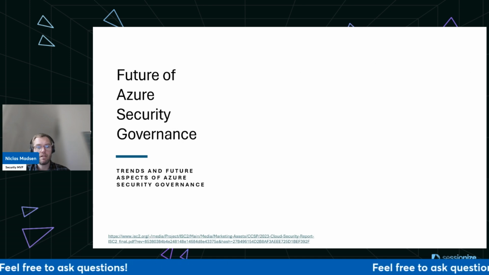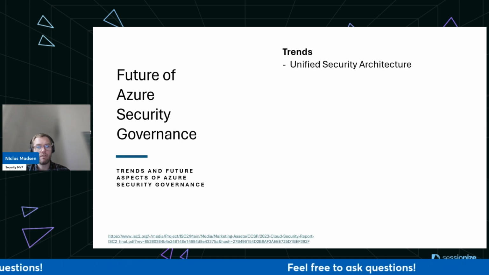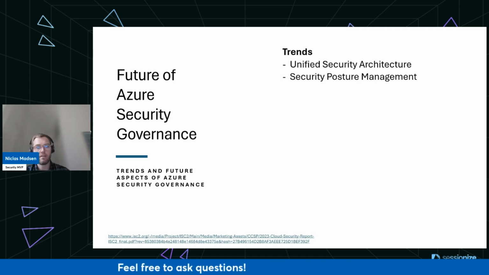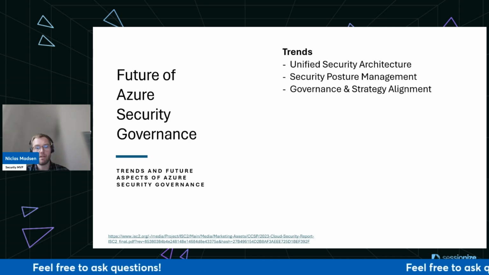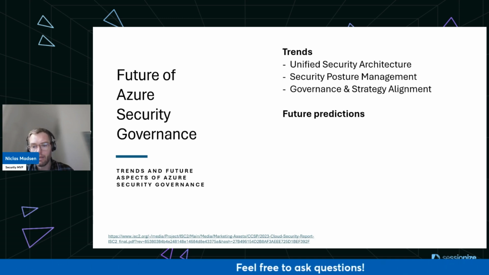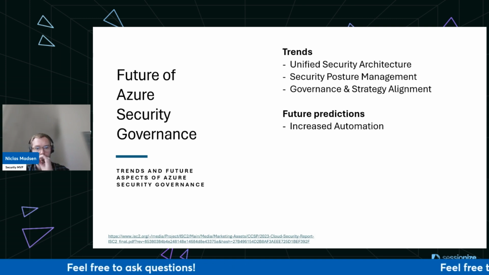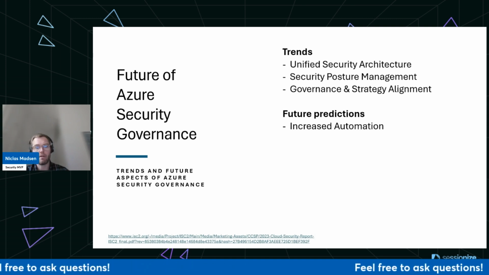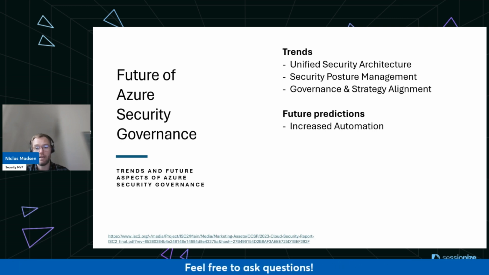Here, I'm just going to look a little bit into some of the trends that we're seeing right now. It is to unify security architecture. It is to use security posture management, governance, and strategy alignment. And we have been touching upon those trends already. But some of the future predictions, something that is already happening right now, is of course with AI, and that the use of AI and machine learning will likely increase.